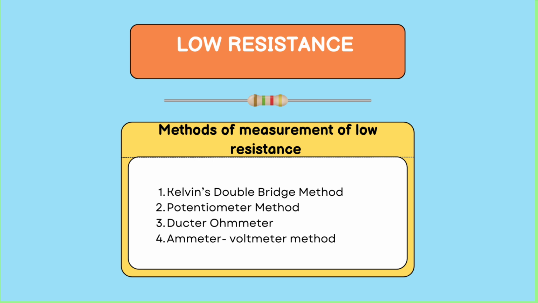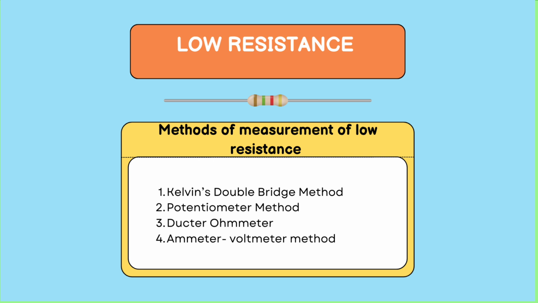2. Potentiometer method. This method is based on the principle of comparing the unknown resistance with a known standard resistance. It offers high precision but requires a stable voltage source and careful calibration. 3. Ductor-ohmmeter. This is a specialized instrument designed to measure low resistance directly. It provides a convenient and efficient way to measure resistances in various applications.